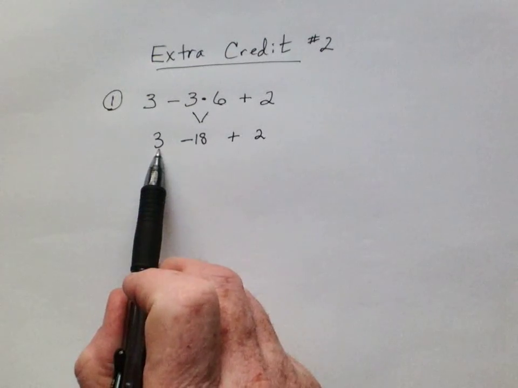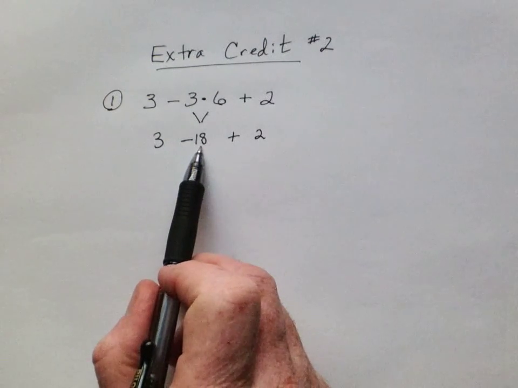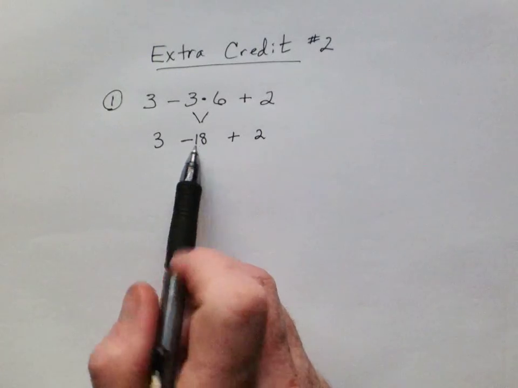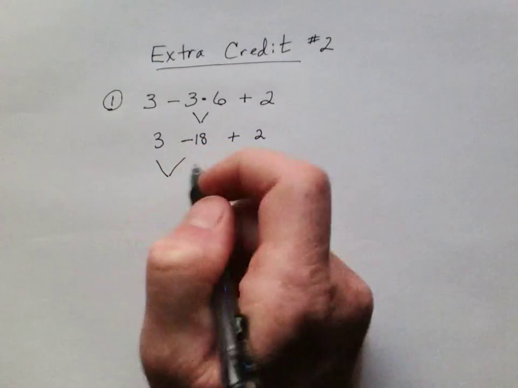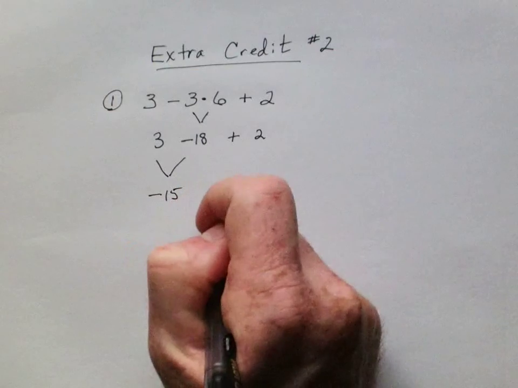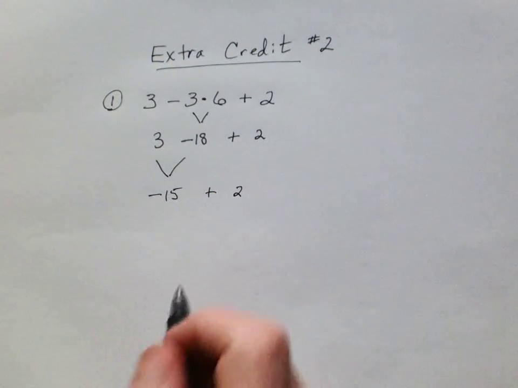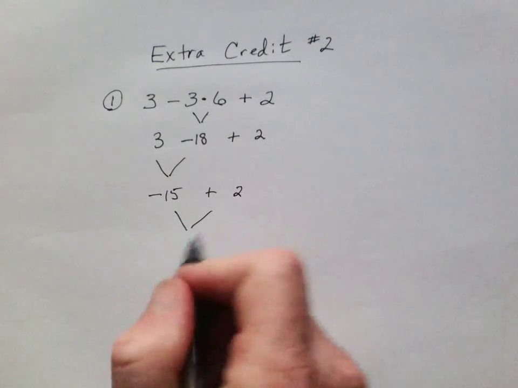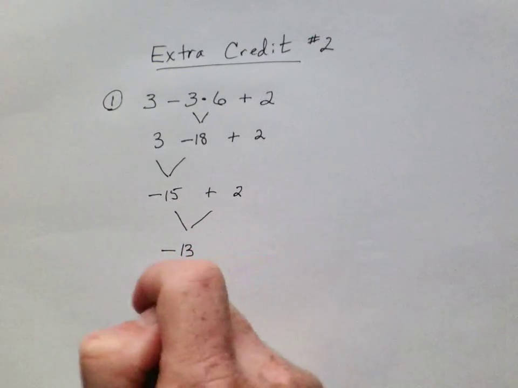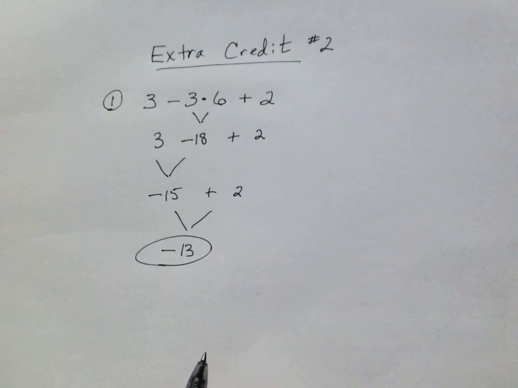So when I combine this one with this one, a +3 and a -18, these two are going to make a -15. And then finally, the -15 plus 2 is going to combine to make -13. So the answer is -13. All right, now on to some fraction fun.